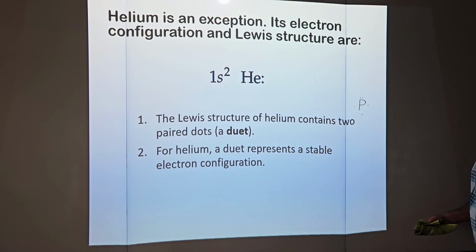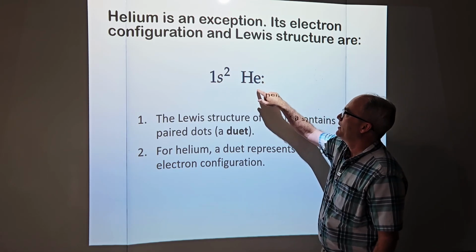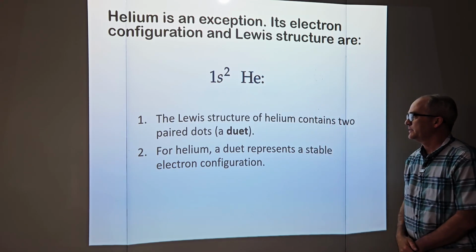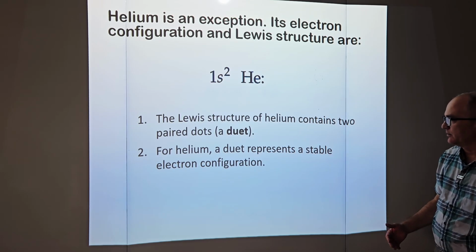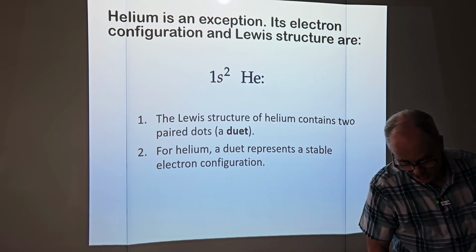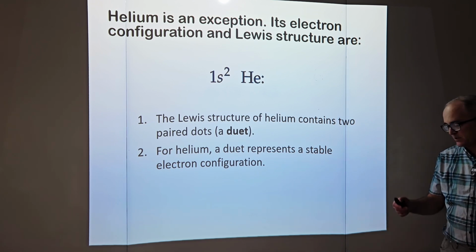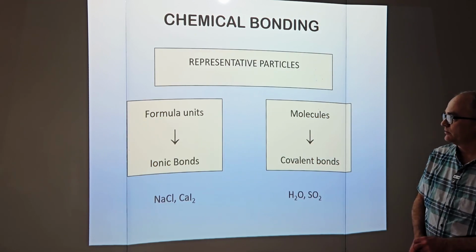Helium's an exception. We don't go around the atom. We just put them all on one side, and we say it contains a duet pair. That's the most stable configuration because we filled up the 1s orbital, and that's what nature likes.